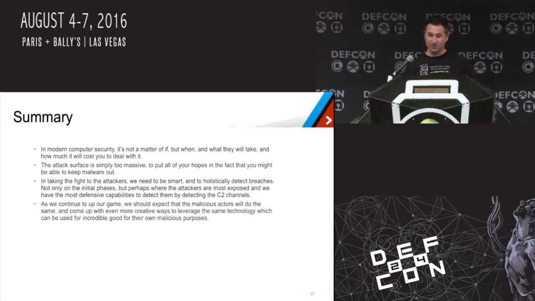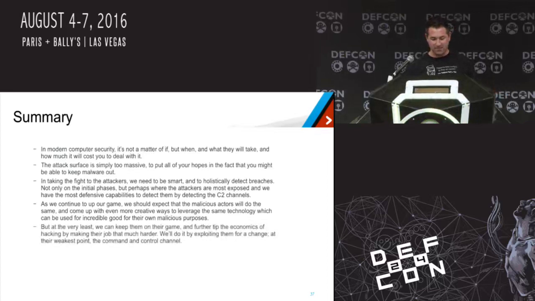Basically, as we up our game, they're going to up their game. We've got to have a line of sight to where things are going in the future. But as long as we stay in touch, in tune with the community, reviewing our logs, our information, what our infrastructure has to tell us, that's really the best shot that we have at mitigating this stuff. Basically, that's what I got.